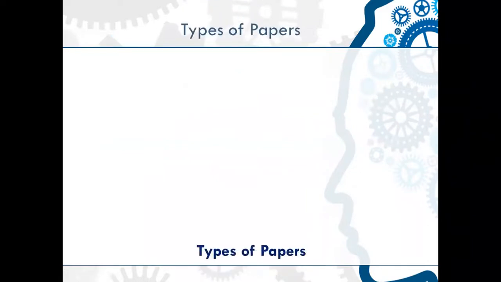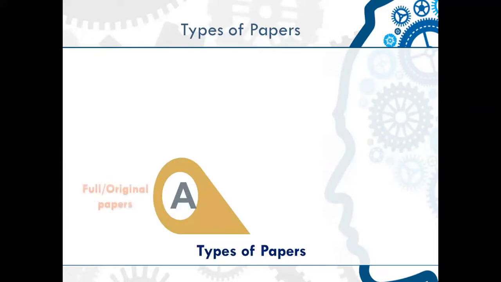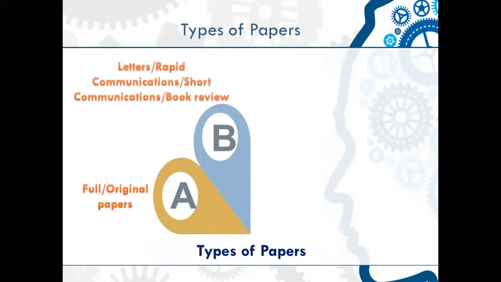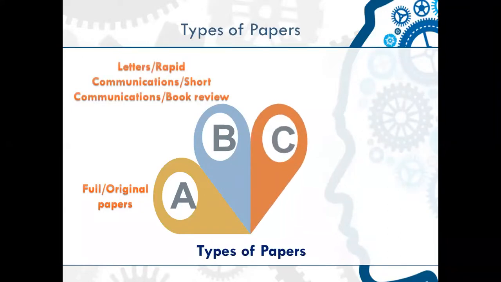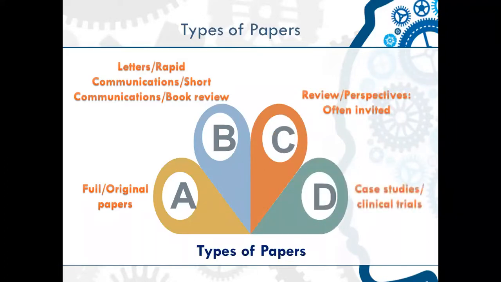Now, coming to the types of papers, the first is full or original papers. Second is letters, rapid communications, book reviews. Third is review or perspectives. And the last is case studies or clinical trials.